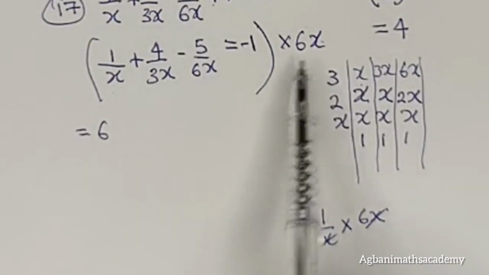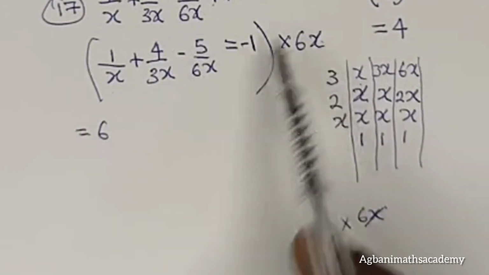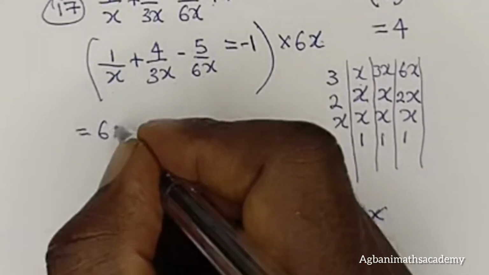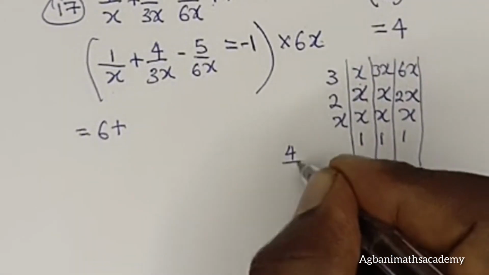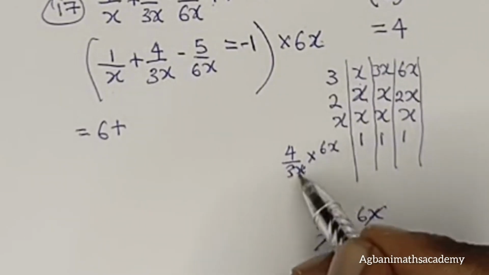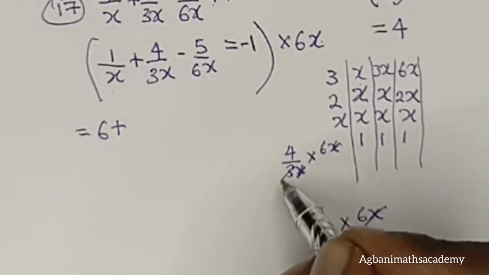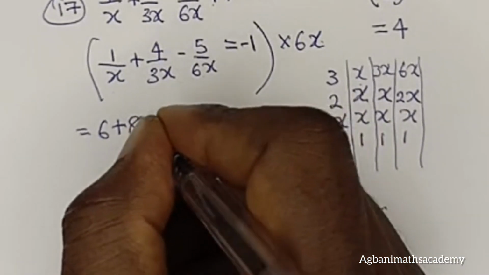4 over 3x multiplied by 6x. Let me do it clearly. 4 all over 3x times 6x. X will cancel out x. 3 here 1, 3 here 2. So we have 4 times 2, which is 8.